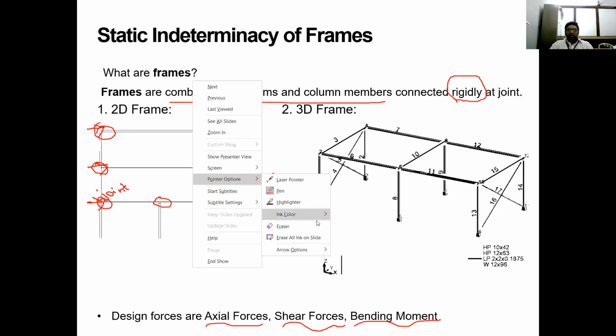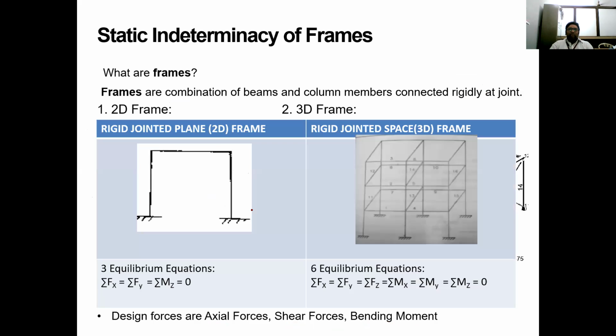Now, the other example that I wanted to show here is a simple two-dimensional frame and a three-dimensional frame also. One of the important parameters that we need to understand here is that in a two-dimensional frame, you have three equations of equilibrium, which we have already seen: sigma fx, sigma fy, and sigma mz. But in a three-dimensional frame, we have a third dimension also. That's why sigma fz is coming, and the other two moments are also coming, mx and my.